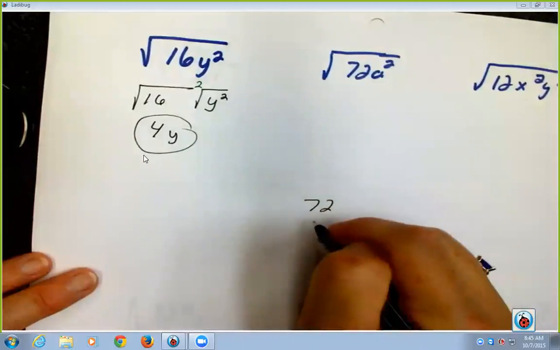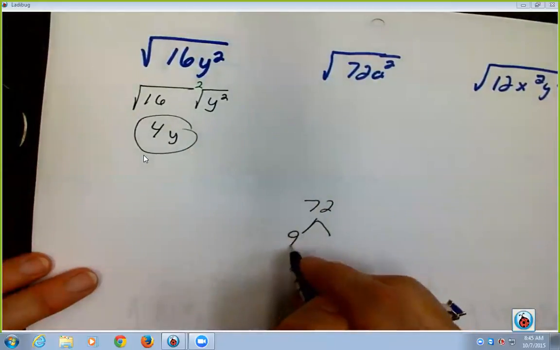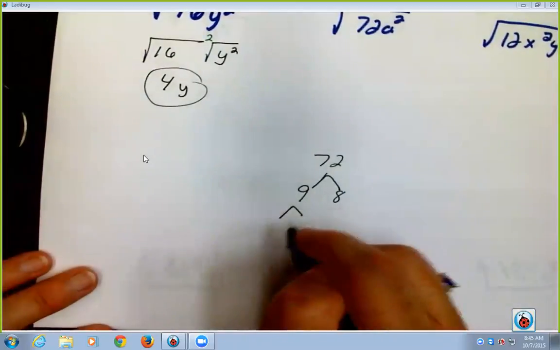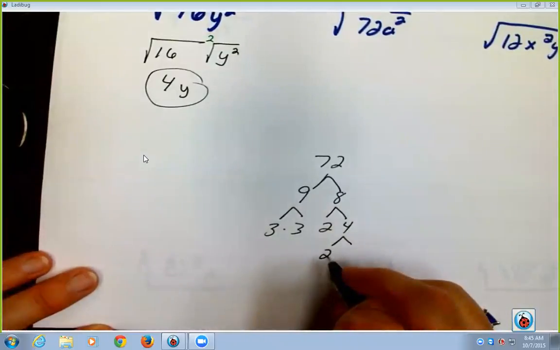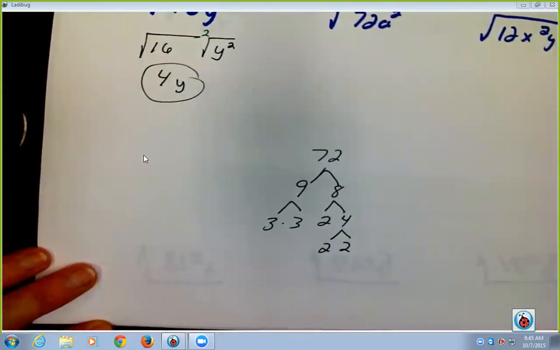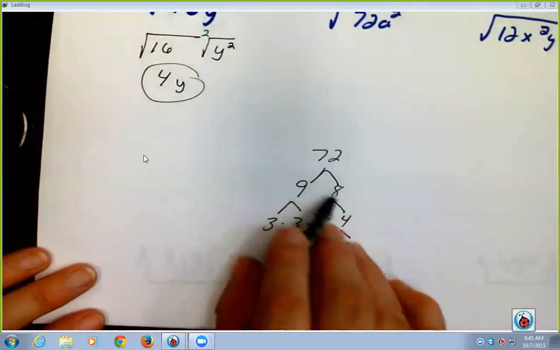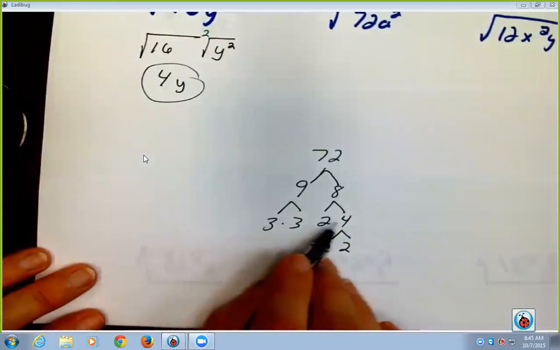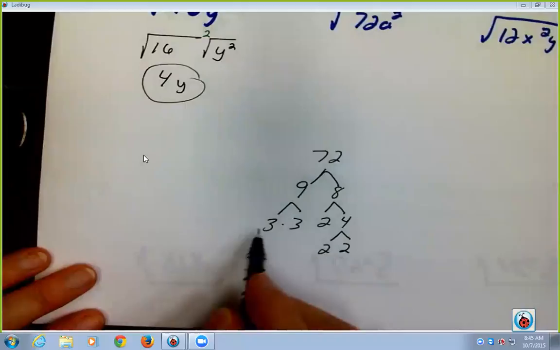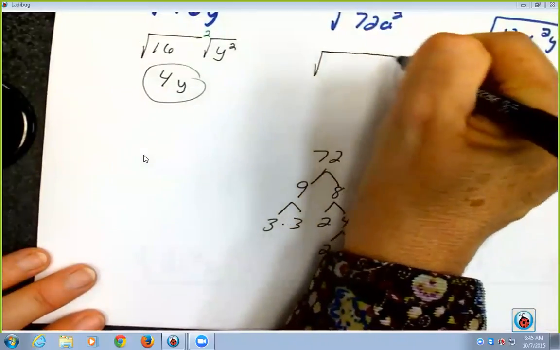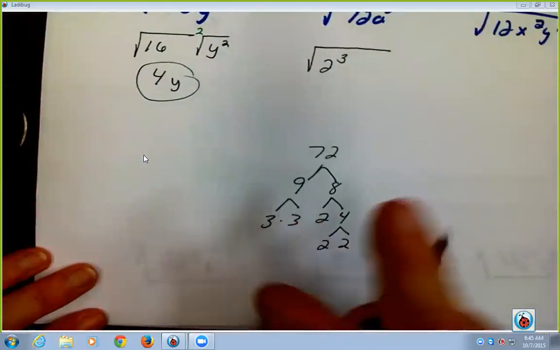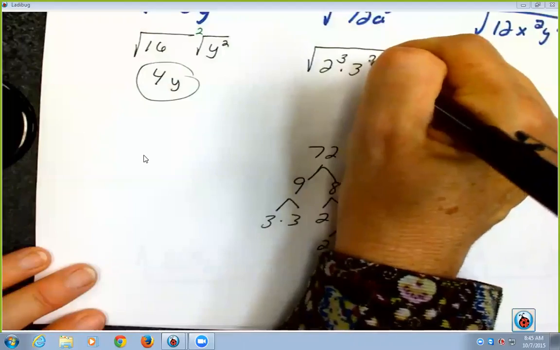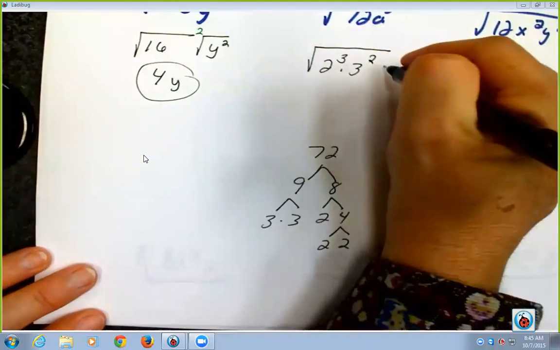Because if I take 72 down here and break it into its prime factorization of 9 times 8, 9 breaks down to 3 times 3, 8 breaks down to 2 times 4, and 4 breaks down to 2 times 2. We all good there with what I did to break my prime factorization apart? Again, it's saying what factors gave me 72, what parts break that apart, and come up with my answer. So under my radical, I have 2 times 2 times 2, I have 3 times 3, or 3 squared, and I have an a squared.